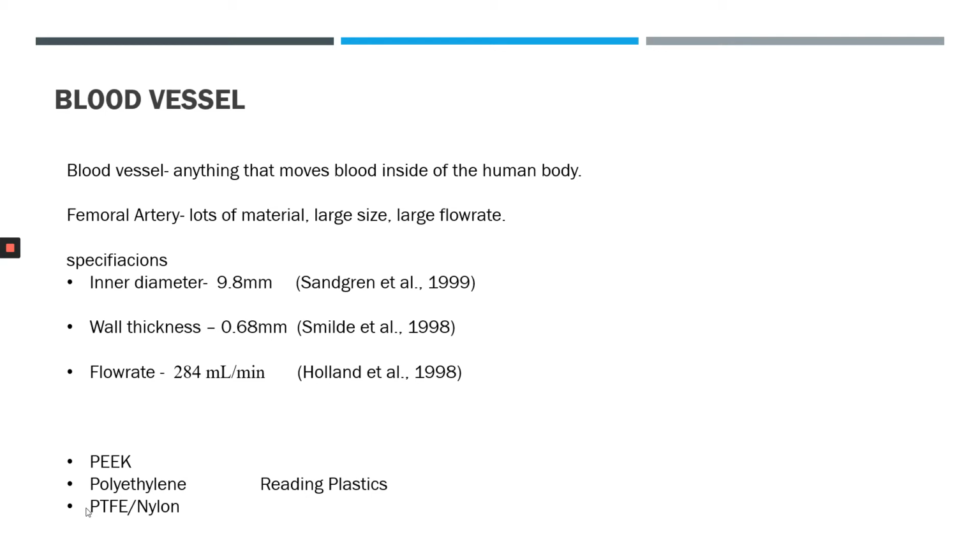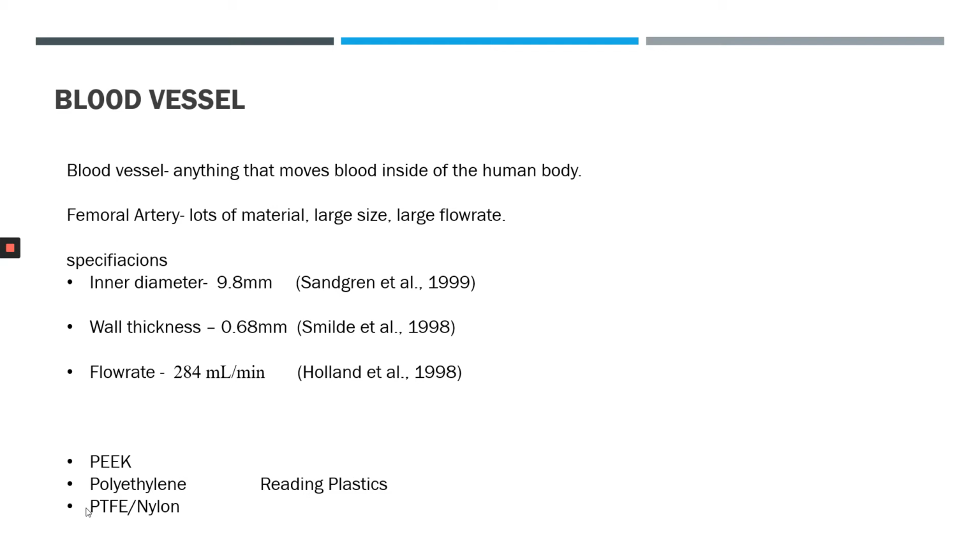The specifications I was able to research and find: the inner diameter I found to be 9.8 millimeters on average for an adult male, using Stengren's paper that he wrote with his colleagues. The wall thickness I found to be 0.68 millimeters, and this was written by Smiled. I chose to find a wall thickness simply because each blood vessel is going to have a different wall thickness, and I wanted to specify that if I was to match it accurately with a material, just in case there was going to be a stress or a pressure issue.